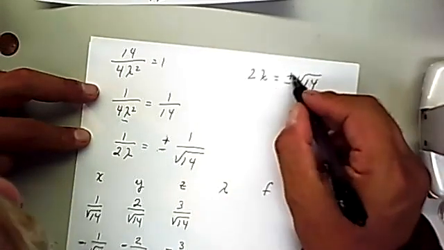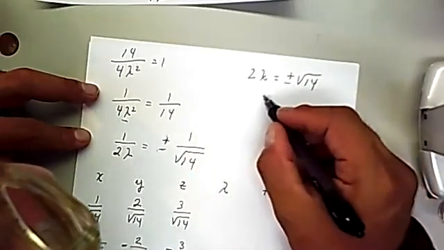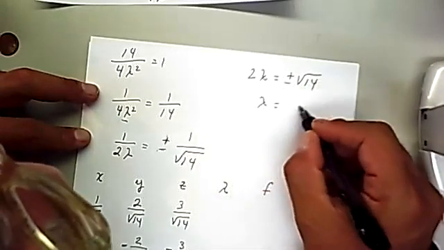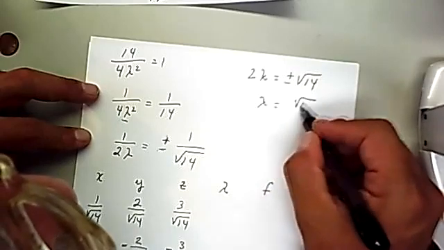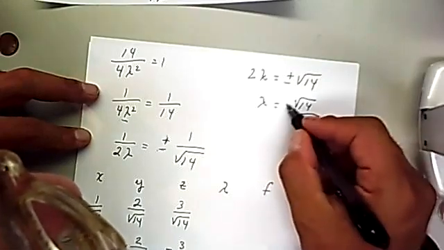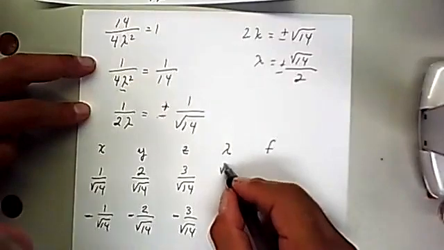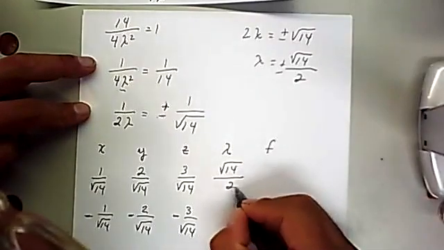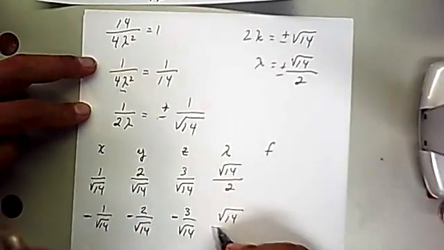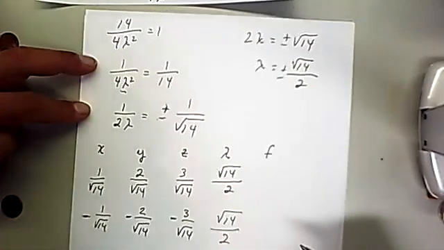But we've got to be careful which one stays with which. Lambda equals plus or minus square root of 14 over 2. So this is square root of 14 over 2, and square root of 14 over 2. And the output.